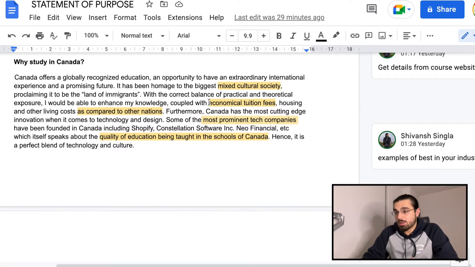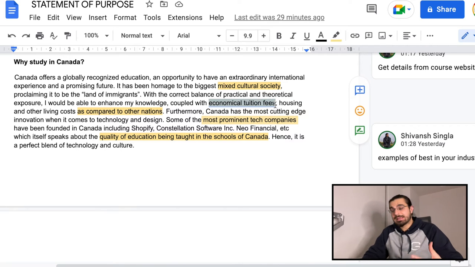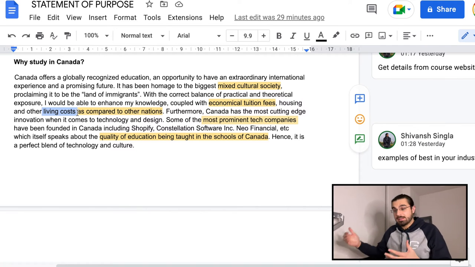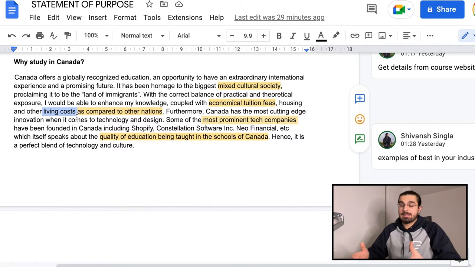And then you can also talk about the financial aspects. So for example, we all know that the tuition fees in Canada are still a lot more affordable as compared to many other countries in the world. So you can talk about that. You can talk about the housing and other living costs, which are much cheaper in Canada as compared to many other countries. And that's why Canada stood out to you, and that's why you chose to study in Canada instead.